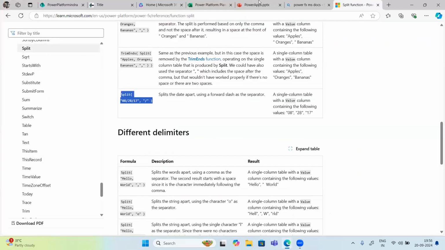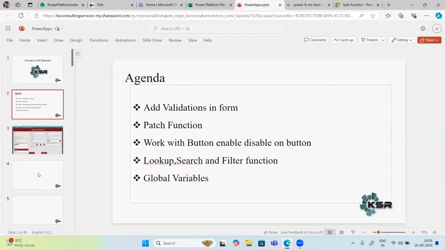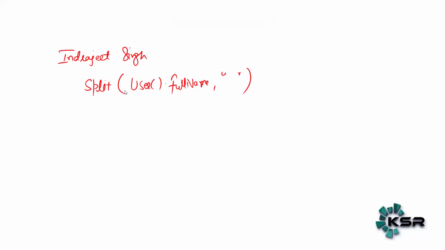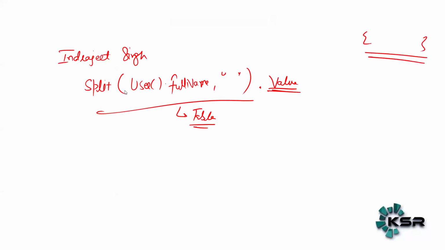Okay. Let me go to this and I'll explain it to you. What happened? Basically, this was the string that we were getting, Indrajit Singh. Then we were writing split on user dot full name on the basis of space, and it was returning a table. We were trying to get the value of it, but you get a value only when things are converted into a record or an object.